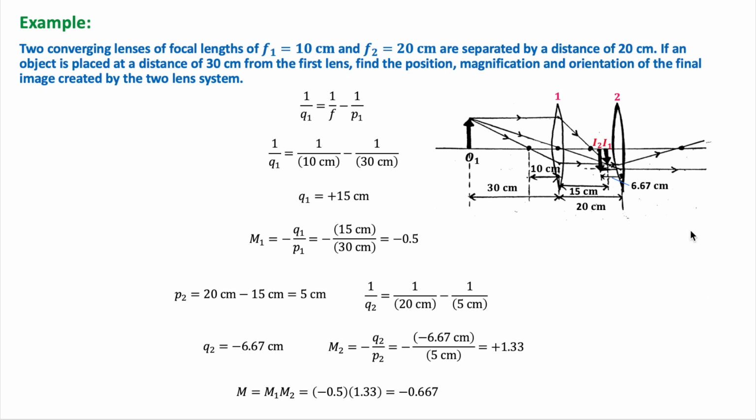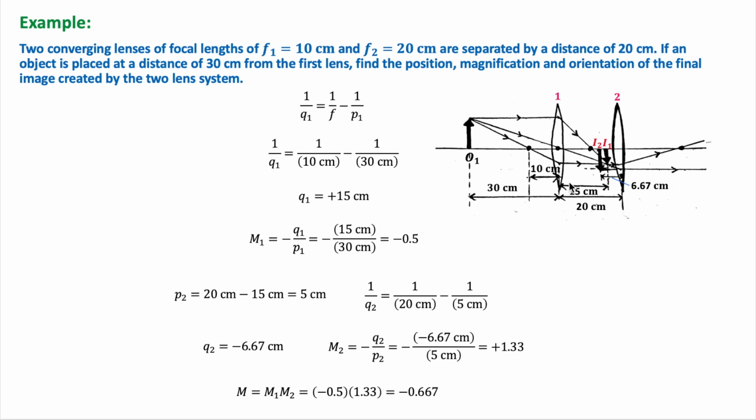So let's consider these two lenses here with a focal length f1 of 10 centimeters and f2 of 20 centimeters, and they are separated by a distance of 20 centimeters. And suppose an object is placed at a distance of 30 centimeters from the first lens. Okay, and we want to find the position, magnification and orientation of the final image formed by the system.